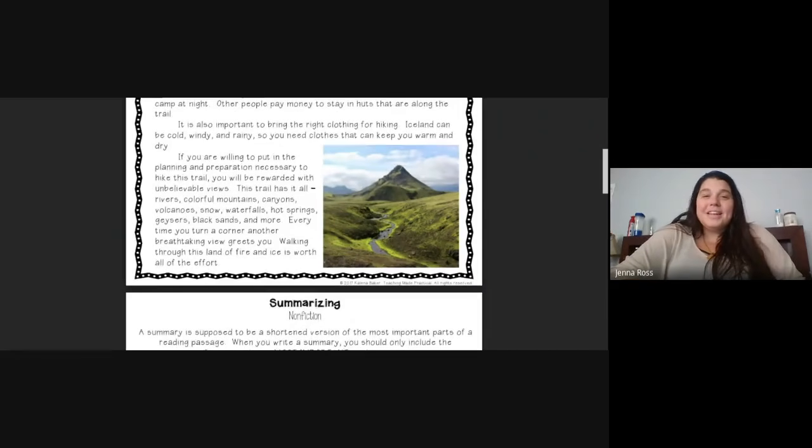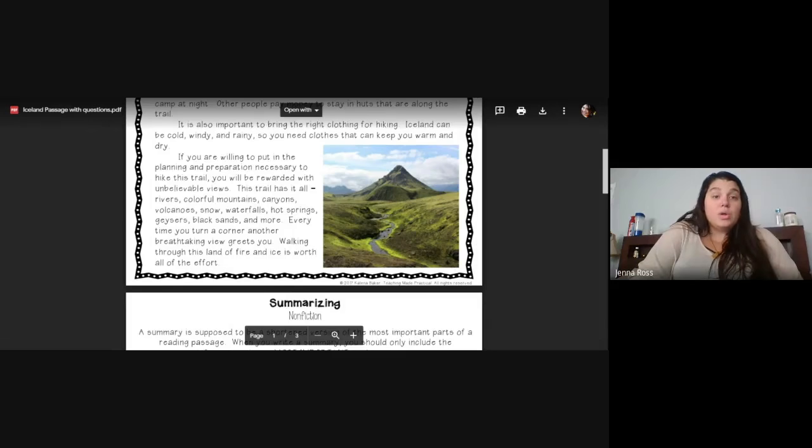What would you do? I think I'd pay for the hut. What do you guys think? It's also important to bring the right clothing for hiking. Iceland can be cold, windy, and rainy, so you need clothes that can keep you warm and dry.